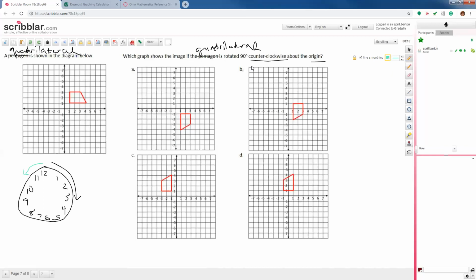So we want to go counterclockwise. I almost always draw it out. I always forget, and I always have to be like, okay, which one's clockwise, which one's counter? Got to draw it out. For me, that just makes my brain a little happier. And then it said about the origin. We're going to take the shape. It's almost like it's attached to a line here. And we're going to rotate the whole shape using that line like it's a lever. So which one looks like it's been rotated 90 degrees in that direction?